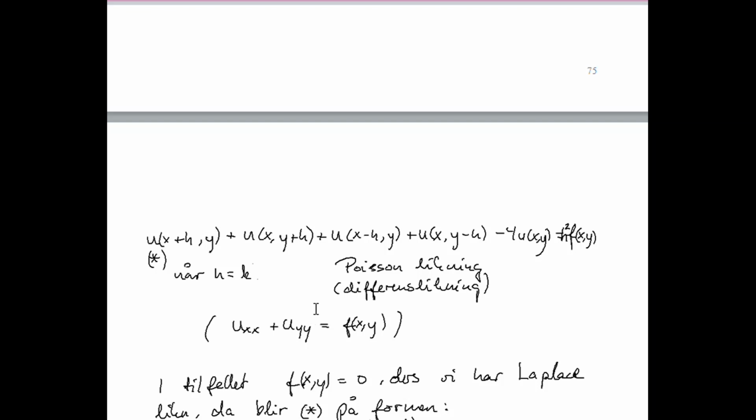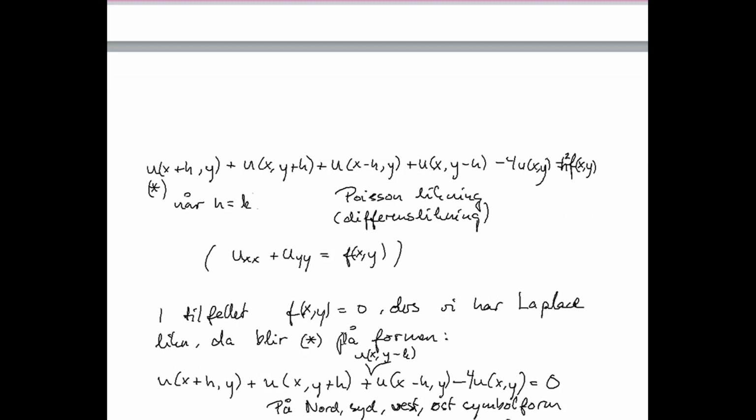So if we now use the Poisson equation, which we recall takes this form, then we can use our approximation of uxx and our approximation of uyy and add these two together, and we obtain this equation. So in fact here we have just multiplied with h squared on both sides.